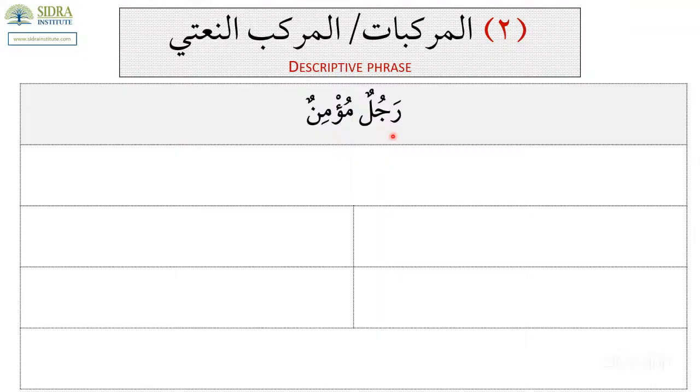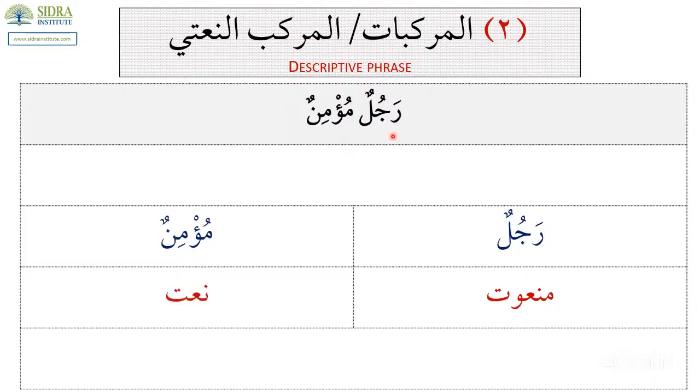How would we do the tarkeeb of this kind of sentence structure? So we would say rajulun is man'ut, the qualified noun, the noun which has been described. And that leaves us with the word mu'minun, which is the na'at.